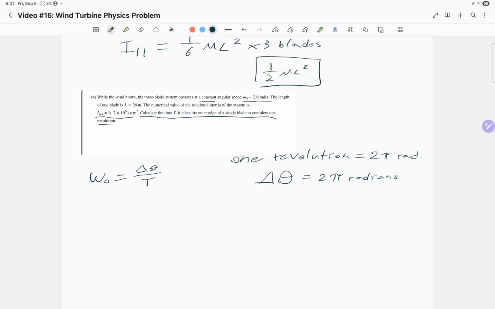So this makes it almost trivial to solve for our answer here. We'll have 2.6 equals 2 pi over t. Multiply t by both sides and divide by 2.6, so do some two steps. 2 pi over 2.6.